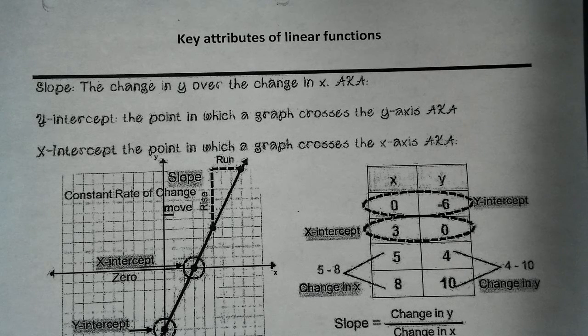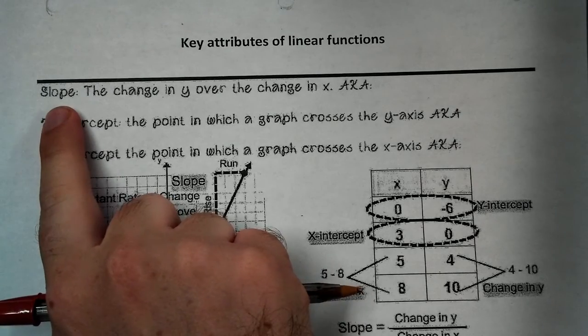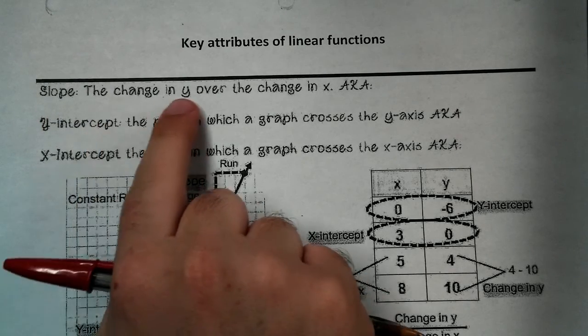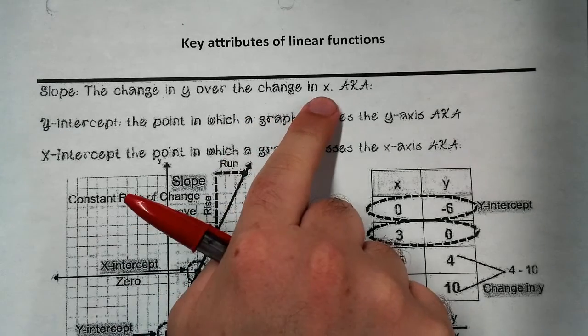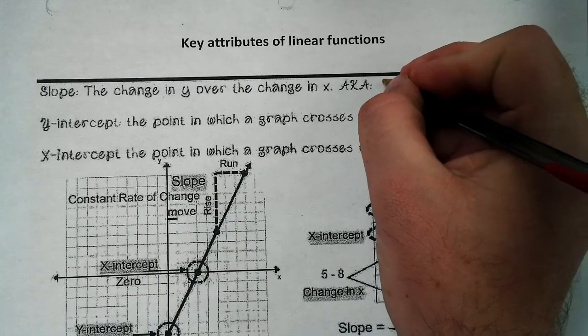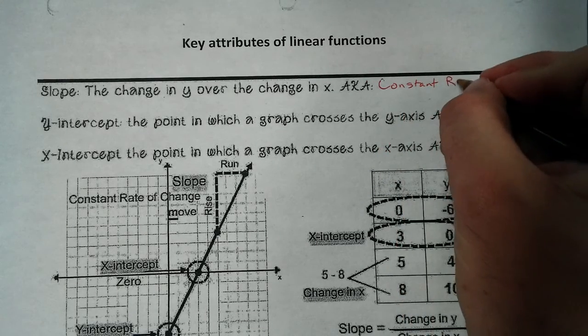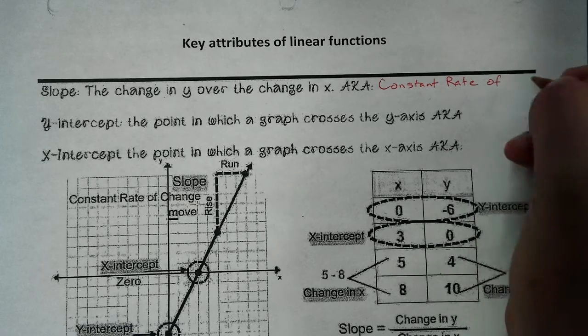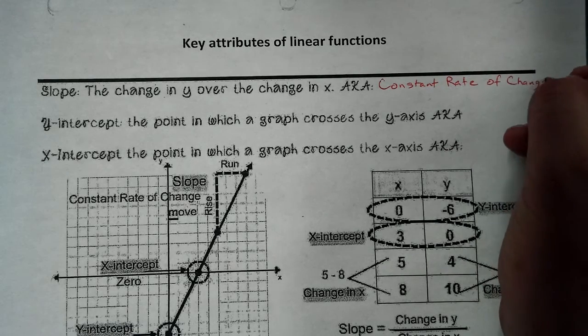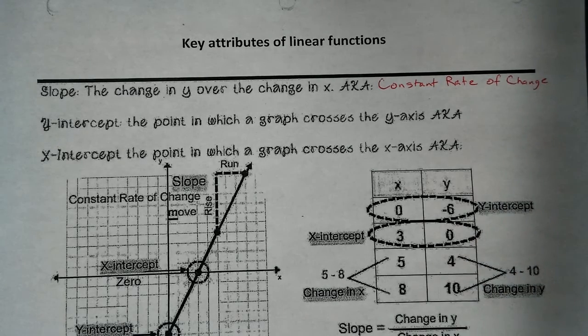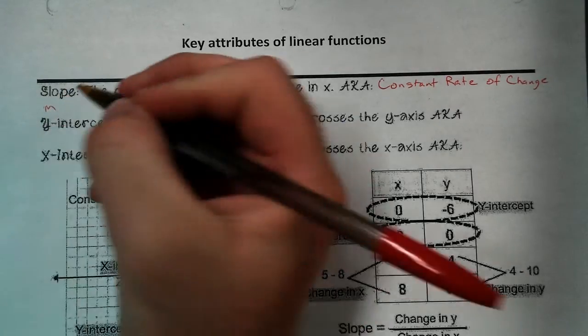Alright guys, today's video we're going to go over the key attributes of linear functions. So one of them is the slope. Remember, slope is the change in y over the change in x. It's also known as the constant rate of change. When we use slope in an equation, it's always from the variable m.